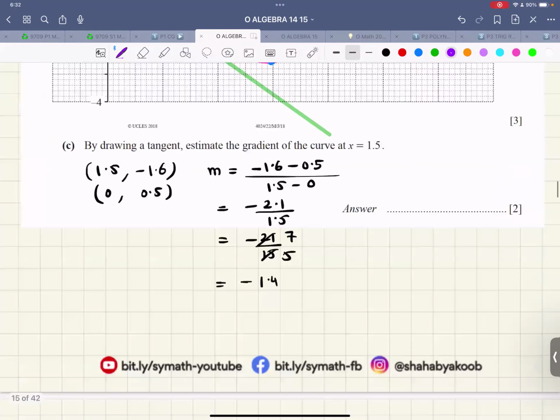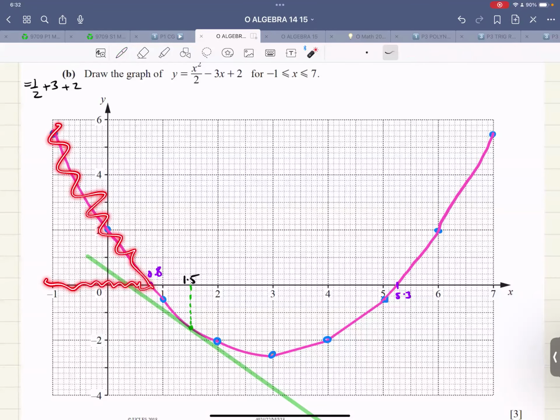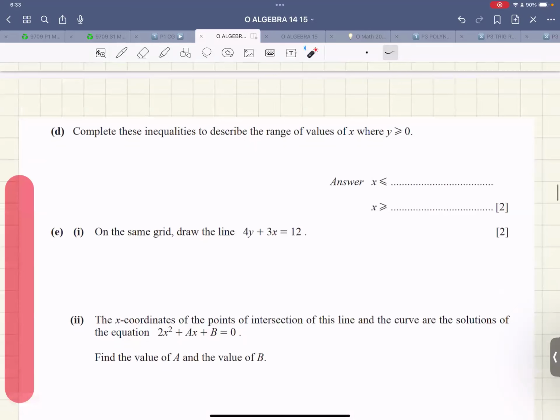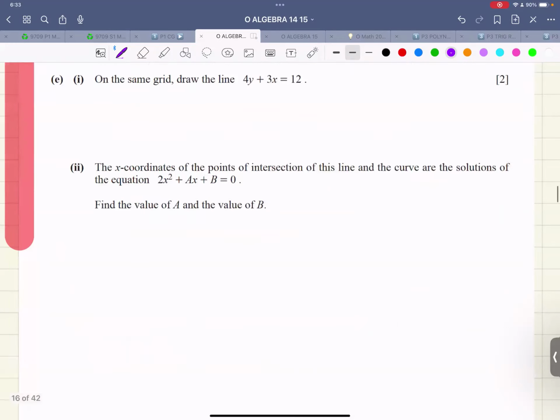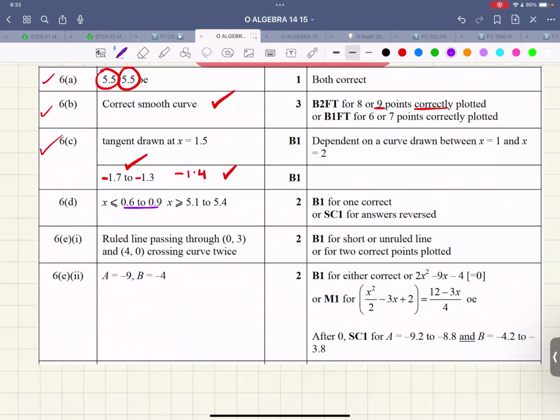So I will say what? If I go to the left of 0.8, the y values will be positive. If I go to the right of 5.3, y values would be positive. So the inequality is x is less than or equal to 0.8, x is greater than or equal to 5.3. Let's go ahead and check this answer. So x is less than or equal to between 0.6 to 0.9. Our answer is 0.8. That is a perfect answer. Between 5.1 and 5.4, our answer is 5.3. So this is perfectly good.